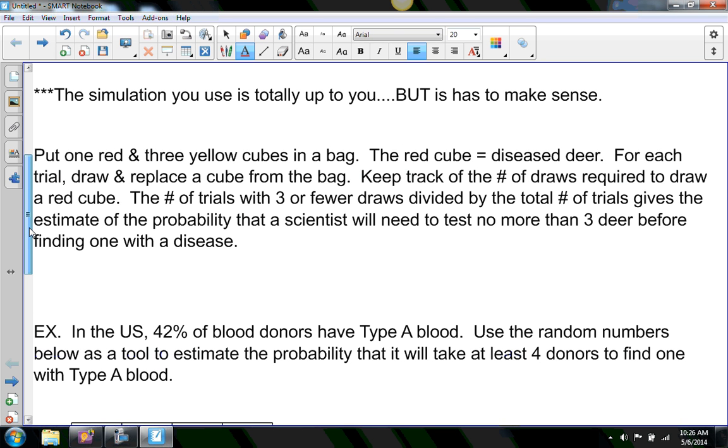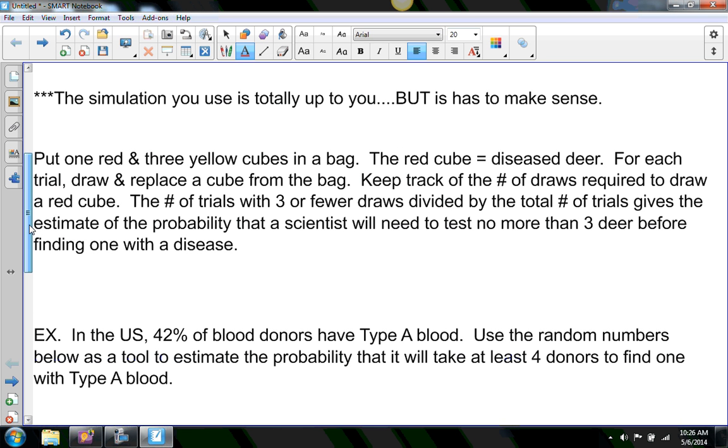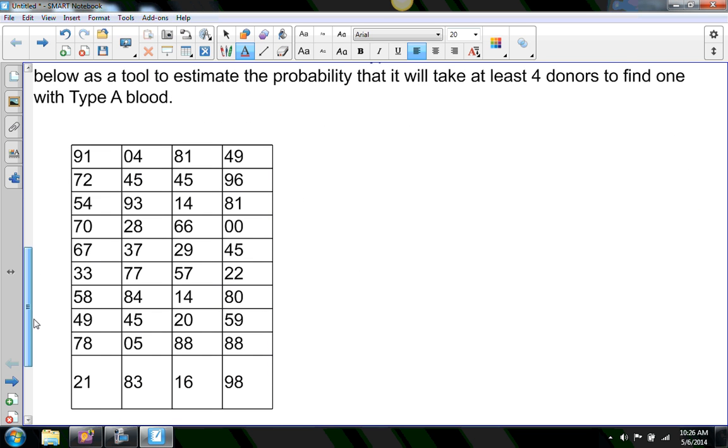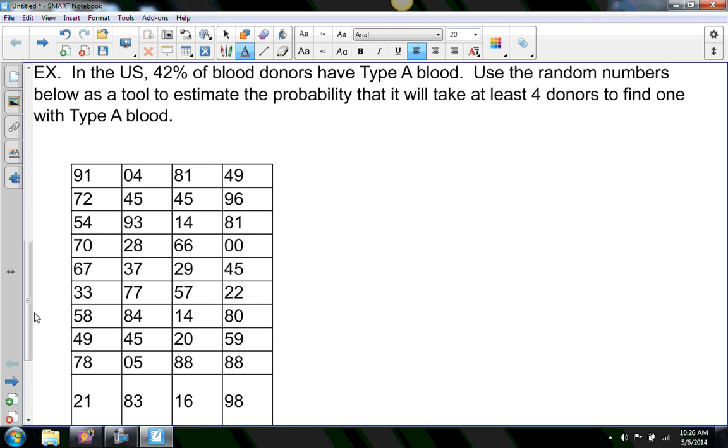In the U.S., 42% of blood donors have type A blood. Use the random numbers below as a tool to estimate the probability that it will take at least 4 donors to find one with type A blood. At least 4. So here I just have a bunch of random numbers. Okay? And look back at the question. How can we use those numbers to do an estimate? There's low numbers, there's high numbers, there's numbers in the middle. So let's just say that we decided that type A blood was anywhere from 0 to 41.